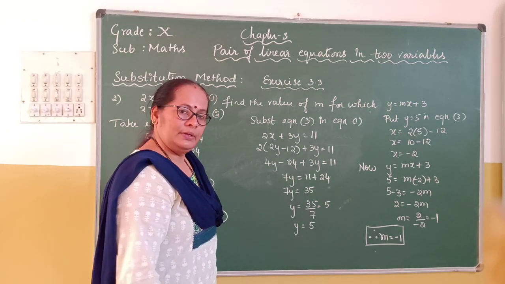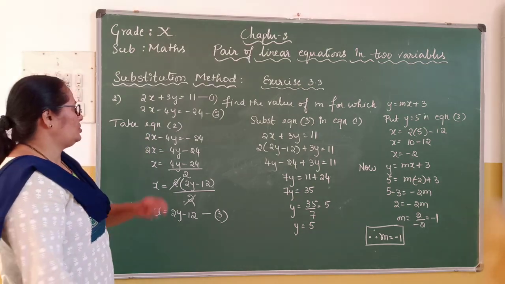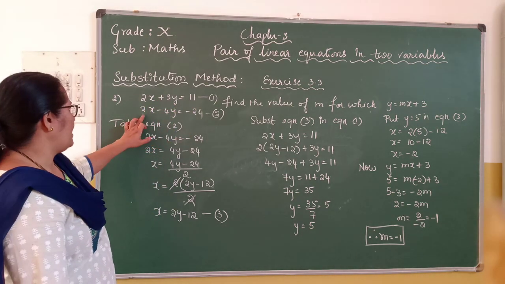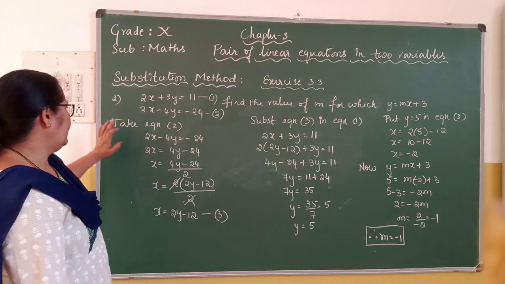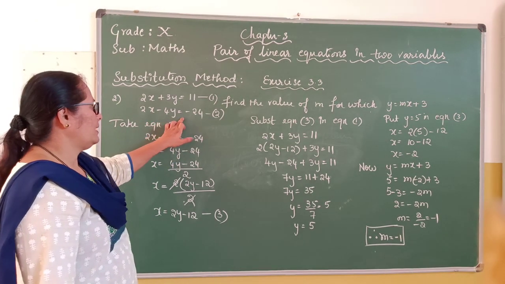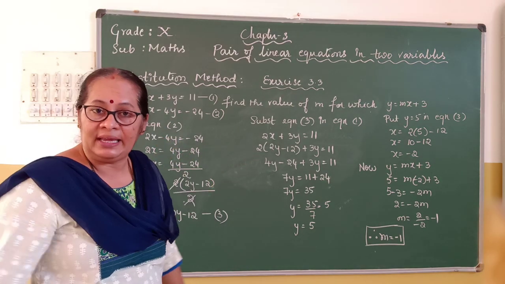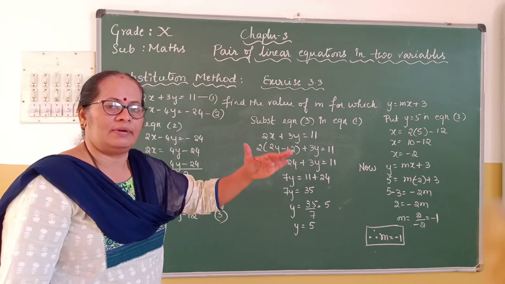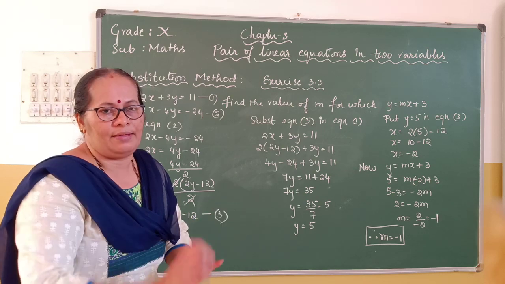Okay. So once again I will repeat. So take the two linear equations given. 2x plus 3y equals 11 and 2x minus 4y equals minus 24. Now take the second equation, that is 2x minus 4y equals minus 24. It is not necessary to take equation 2 only, or you can take equation 1. So any one equation you can take to find the x value, or you can take the y value.